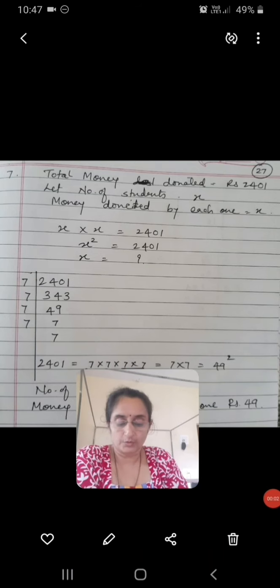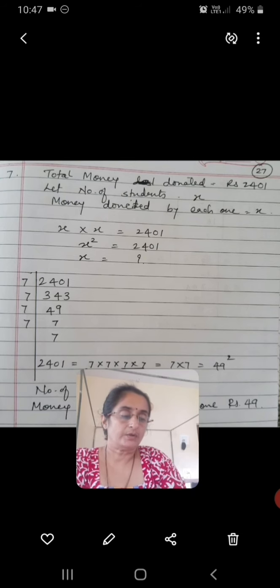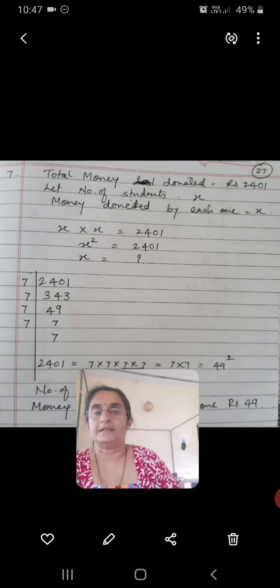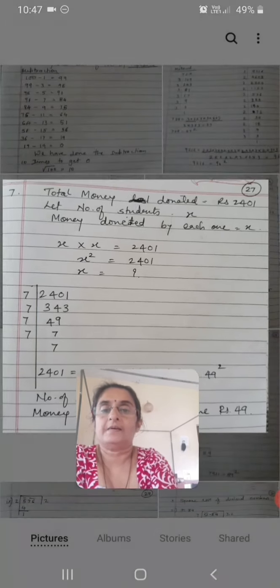Now let us go to question number 7, children. The question is, the students of class 8 of a school donated rupees 2401 in all for a Prime Minister's National Relief Fund. Each student donated as many rupees as the number of students in the class. Find the number of students in a class. Now let us go through the question once again.